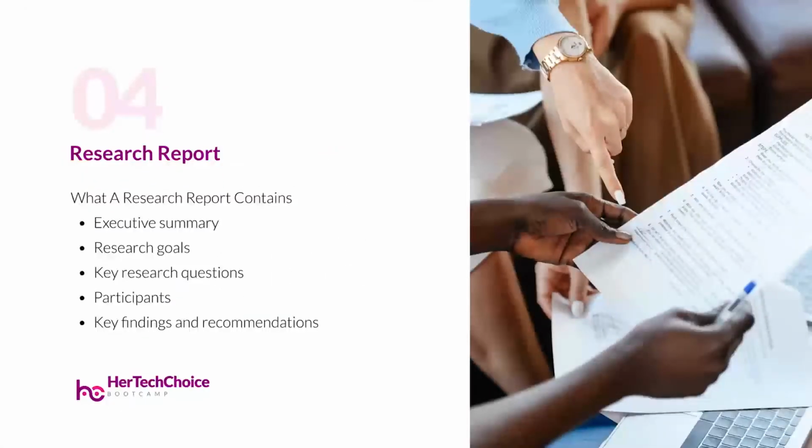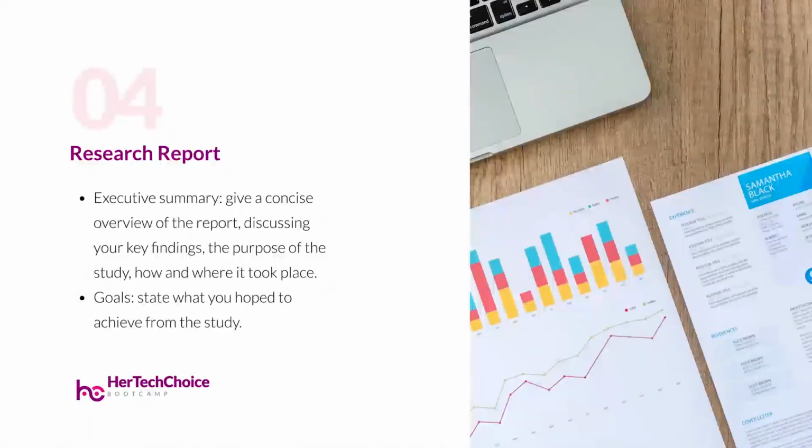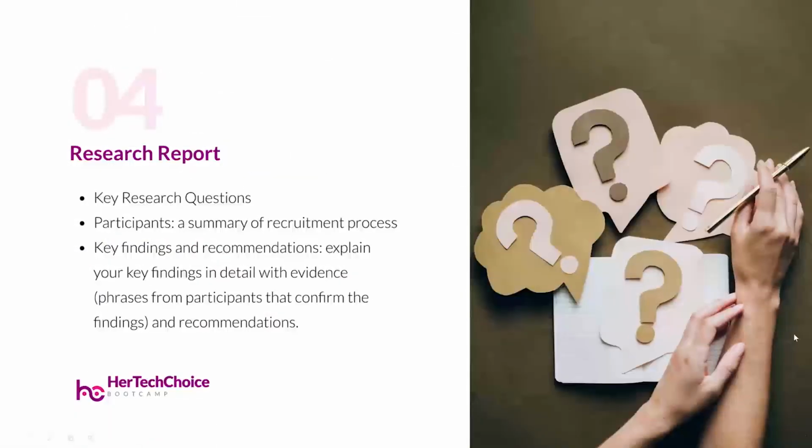Your research report. The research report should contain an executive summary, the research goals, the research questions, participants, key findings, and recommendations. An executive summary gives a concise overview of the report, discussing your key findings, the purpose of your study, how and where it took place. The goal states what you hope to achieve from the study. Next things that should be on your research report are key research questions. These are a list of questions that support the main objective of the research.